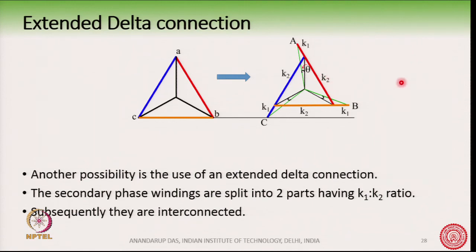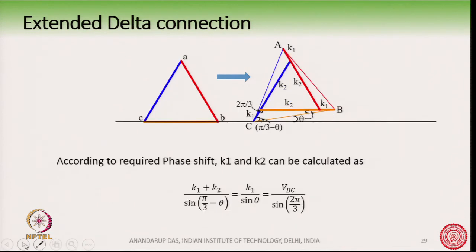So, extended delta and zigzag basically follow the same principle, where we split the windings into two parts k1 and k2 and then reconnect. You can similarly find out the values of k1 and k2, as you can see here. Again we can follow the sine formula and find out what values of k1 and k2 are required to produce the desirable phase shift.